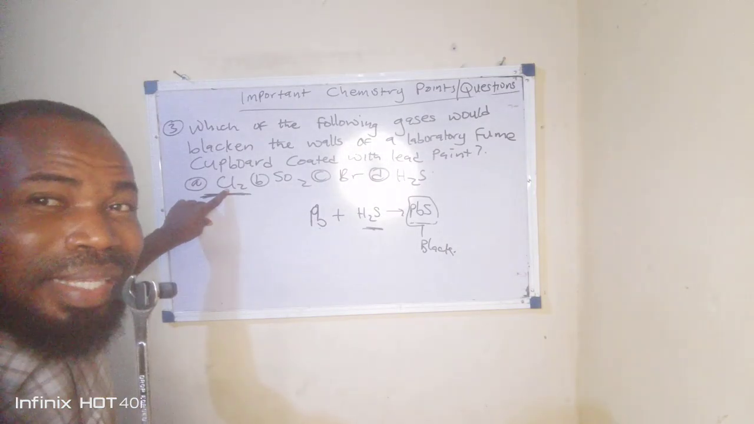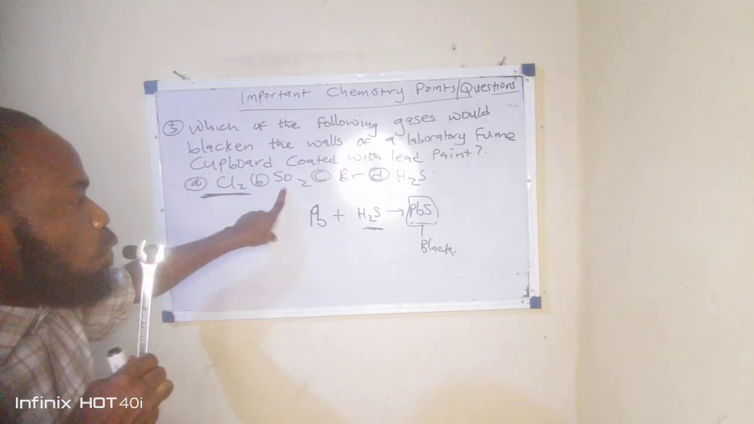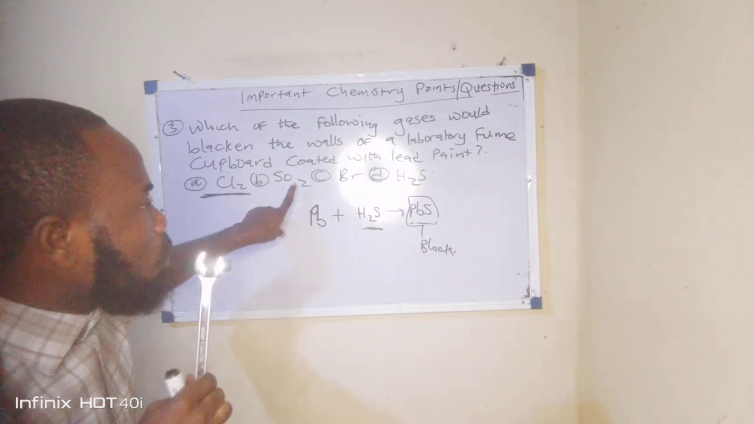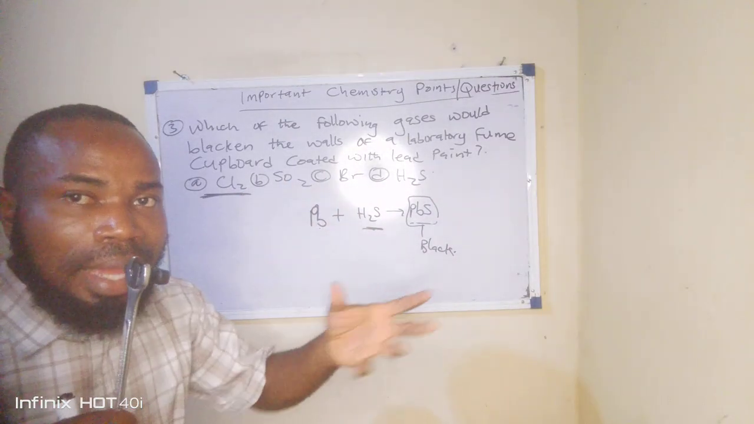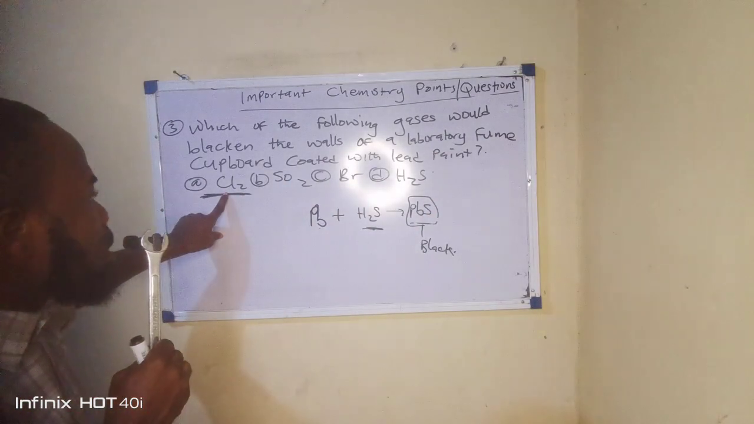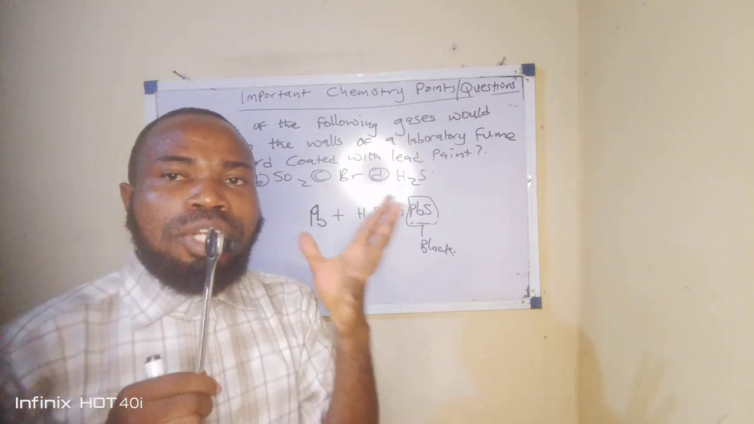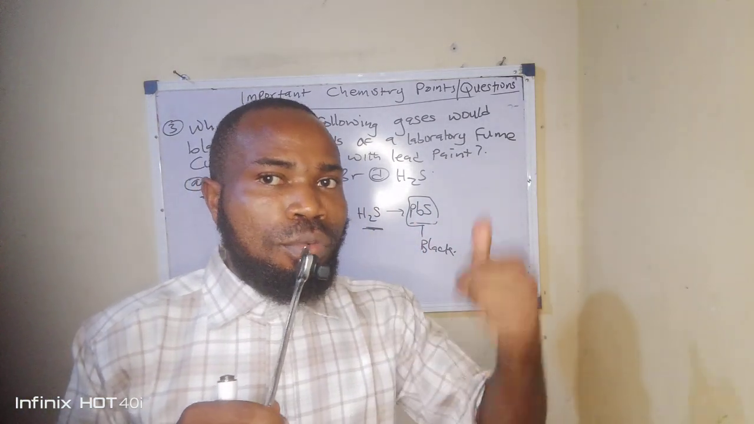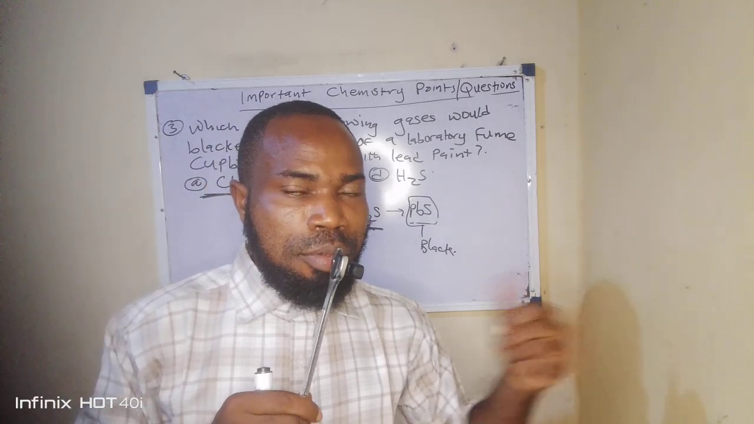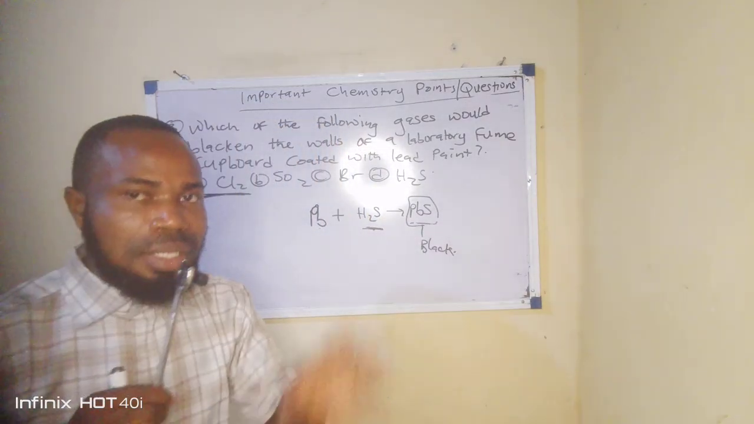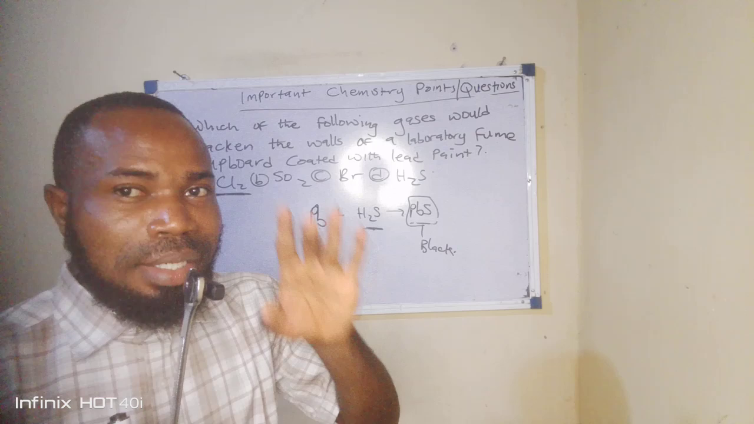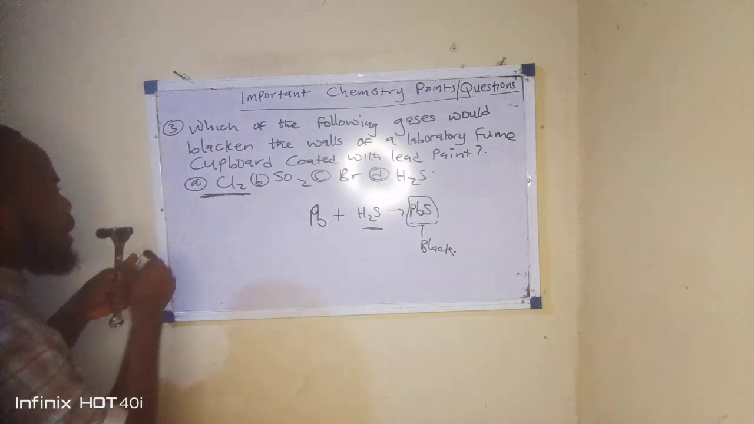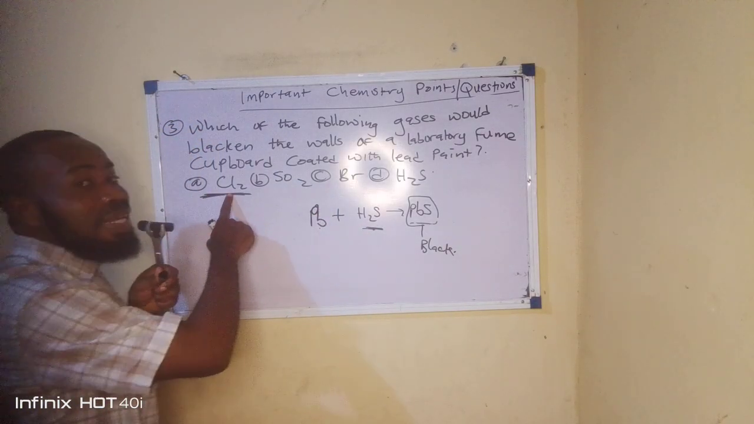Now chlorine is a good oxidizing agent, just like sulfur oxide, but the difference is that sulfur oxide bleaches by reduction, while chlorine bleaches by oxidation. But the bleaching action of chlorine is permanent, but that of sulfur oxide is what? Is temporary. So the bleaching action of chlorine is permanent, while that of sulfur oxide is temporary. That is why chlorine is used to manufacture bleaching powder.